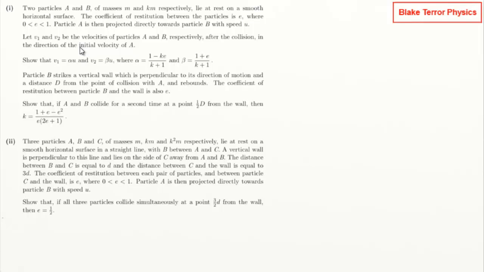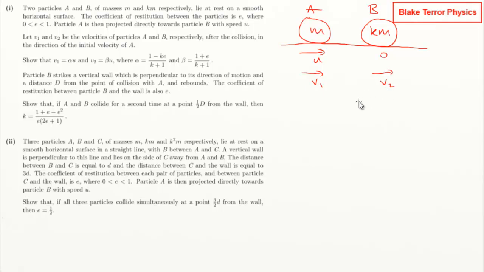Let v1 and v2 be the velocities of the particles after the collision in the direction of the initial velocity of A. Show that v1 is that and v2 is that. Then we move on to something else. Okay, so let's get a little bit of a picture up. We've got A and we've got B. A has mass m, B has mass km. We start off with u and 0 and we go to v1 and v2. So we're going to set up a couple of equations and then solve them for v1 and v2.